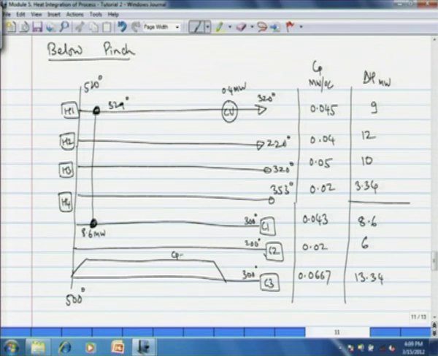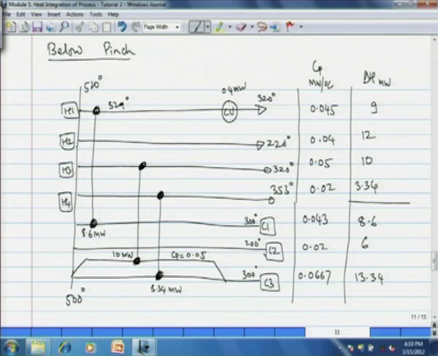Upper branch with Cp equal to 0.05. Now, this branch is coupled to H3 and the heat duty on this exchanger is 10 megawatt, the heat requirement of H3, and the second branch is coupled with H4 and the heat requirement here is 3.34 megawatt, which is the heat duty on H4.